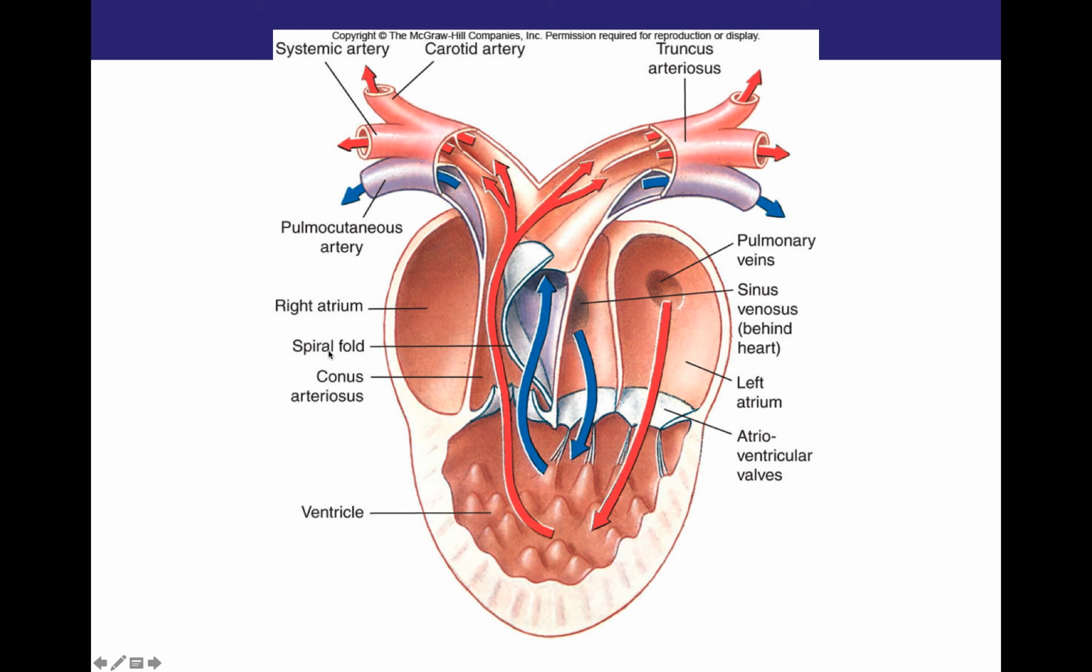Amphibians have 3 chambers. A lot of reptiles only have 3 chambers too. So take a look at this. Basically, they have 2 atria and 1 big ventricle. And so there's a lot of mixing of oxygenated blood and unoxygenated blood.